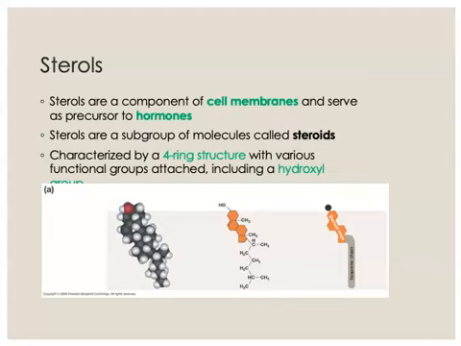The last type of lipid is the sterol. Sterols are also a component of cell membranes, but they also function as precursor molecules. Sterols are the precursor molecules that help cells build certain types of hormones, including the reproductive hormones. Sterols are a subgroup of another kind of molecule called a steroid. So the terms sterol and steroid are not interchangeable. All sterols are steroids, but not all steroids are sterols.